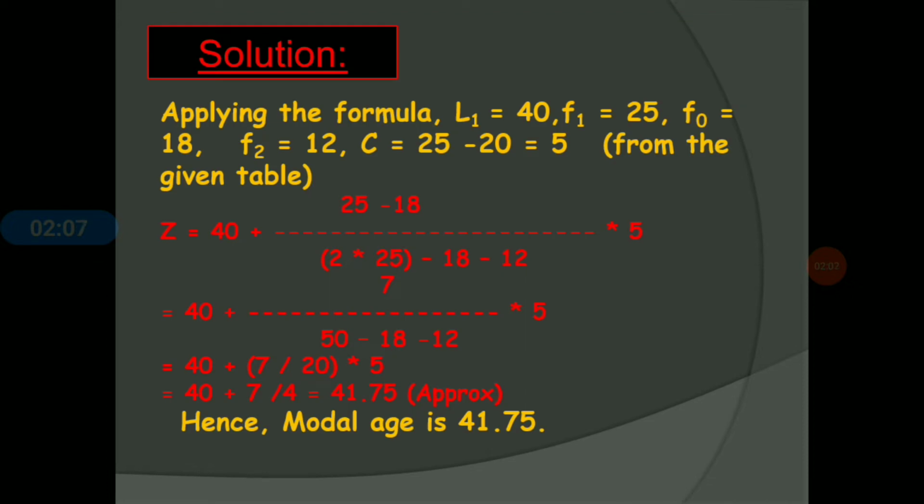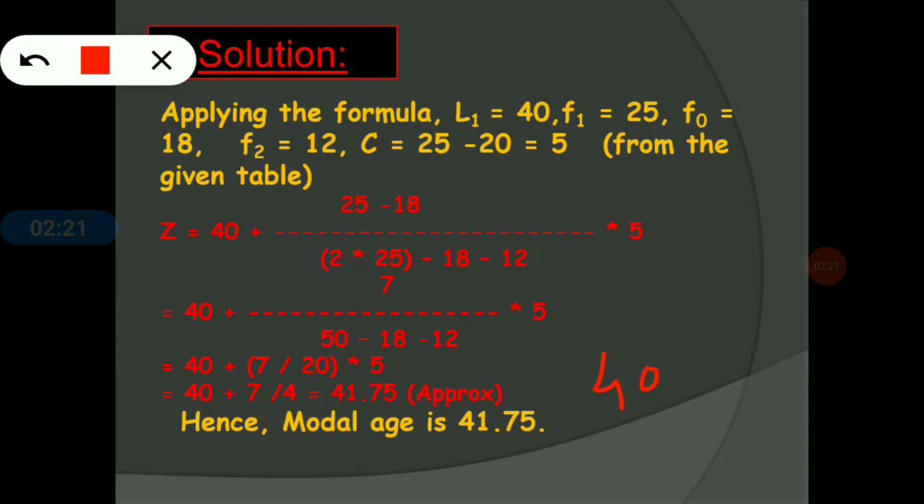So here we can see L1 is equal to 40. We have already known L1 denotes the lower class limit of the modal class. So 40 to 45 is the modal class, so 40 is the lower class limit. So that's why L1 is equal to 40.